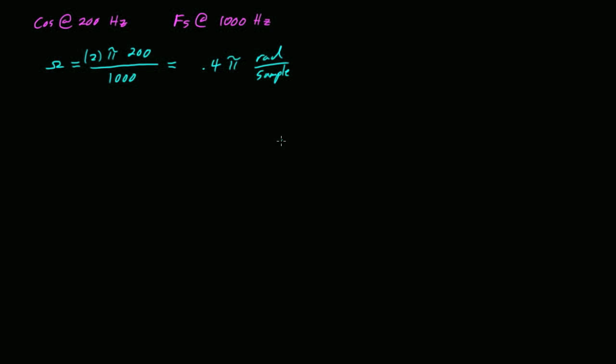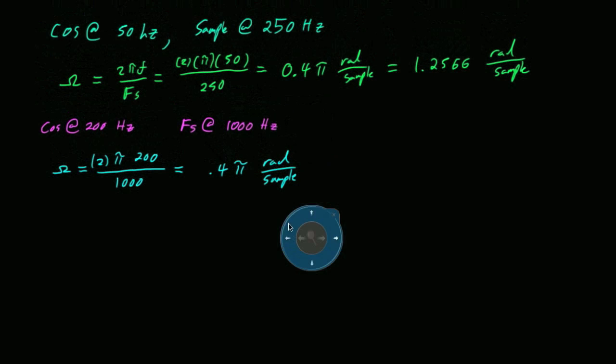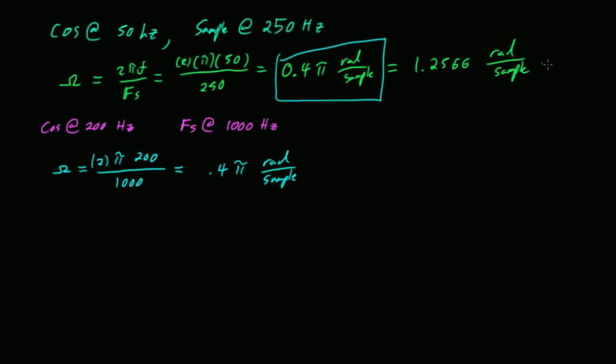So, lesson number 1 about why continuous time is a little zany. I took a 50 hertz cosine. I digitized it. My resulting cosine was cosine of 0.4 pi n. Then I took a 200 hertz cosine, sampled it, and the resulting signal was cosine 0.4 pi n.